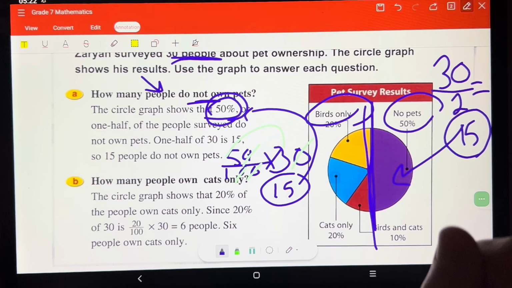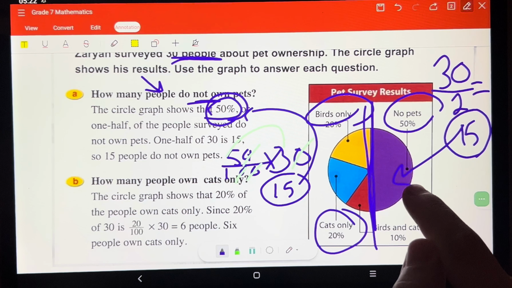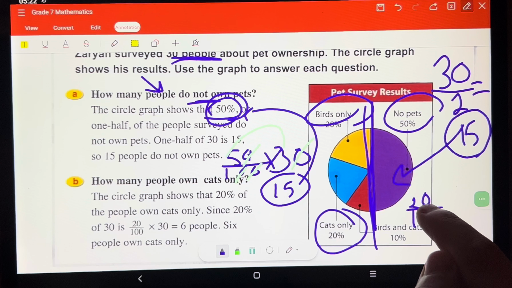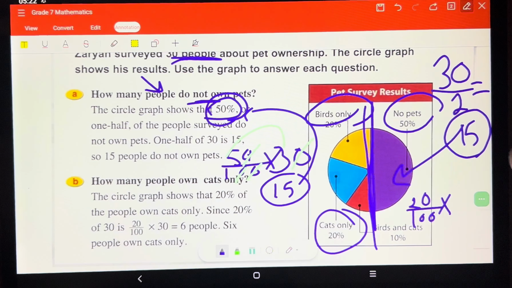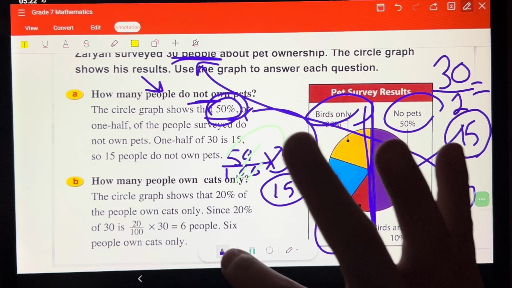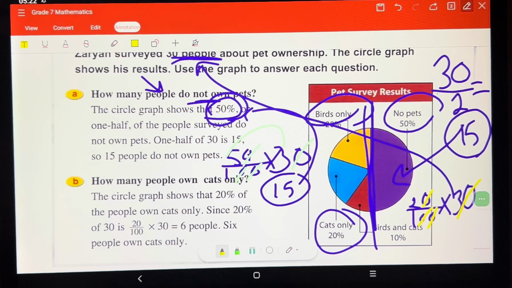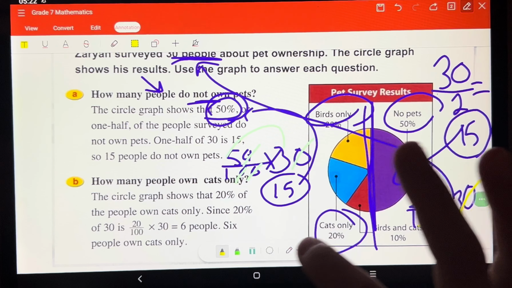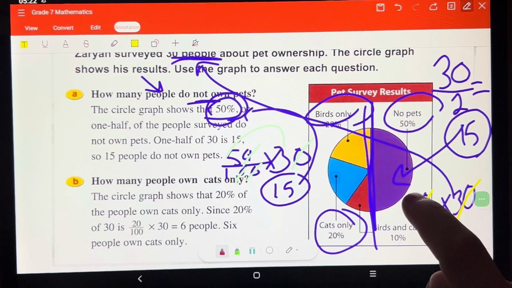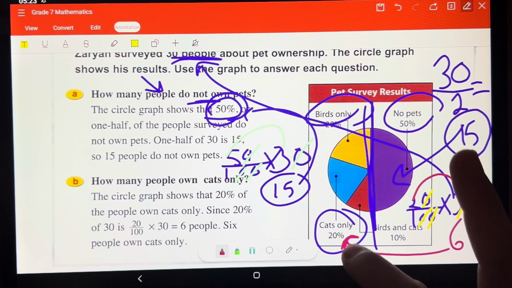How many people own cats only? So when they say cats only, that's 20%. Again, I say 20 over 100 times the total of people, which is exactly 30. And then I start crossing out zeros as much as I can. So that 0 will be cancelled with the 0, any 0 that's up with the 0 that's down, for the numerator and denominator. Then 2 and 3 will be left. So I say 2 times 3, it will give me 6. That means only 6 people own cats.